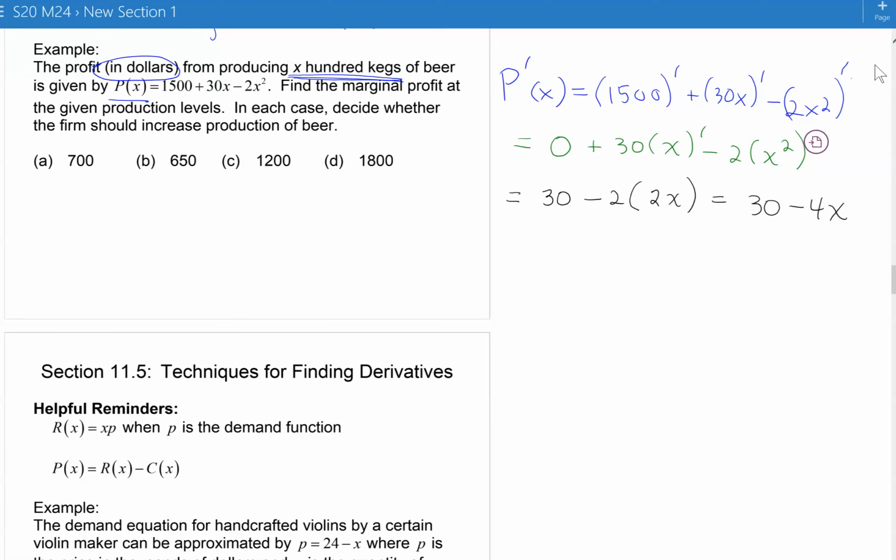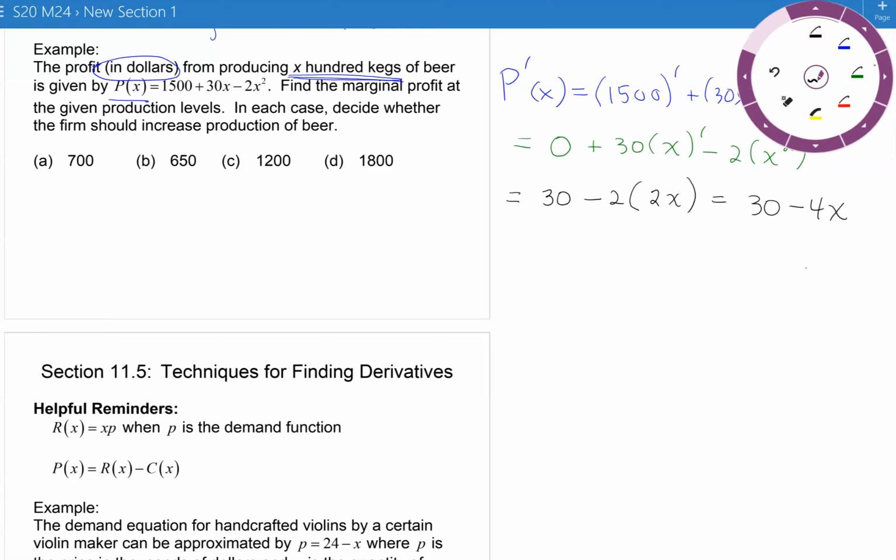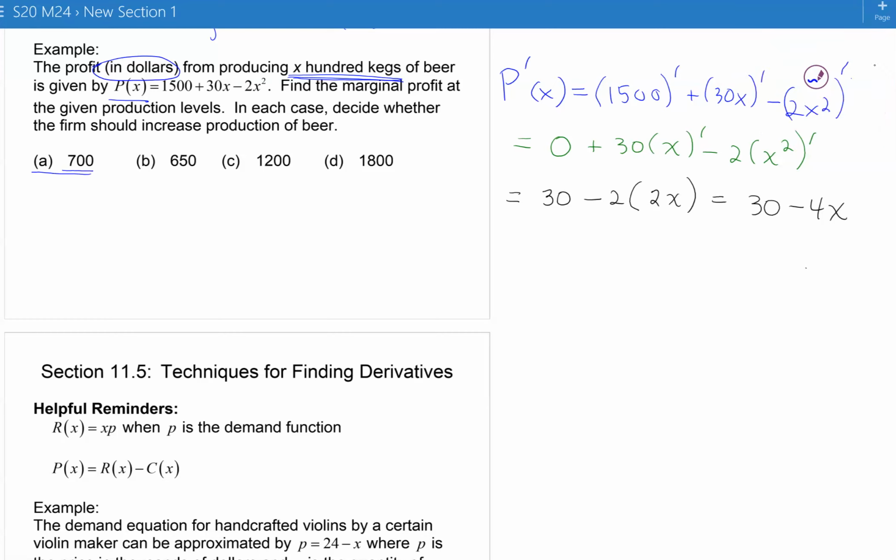That is the marginal profit function. Okay, then let's think about how to use this to get some information when x is different values. So in the first example, they say when the production is 700. Well, x is in hundreds of kegs, so this is saying when x is 7.